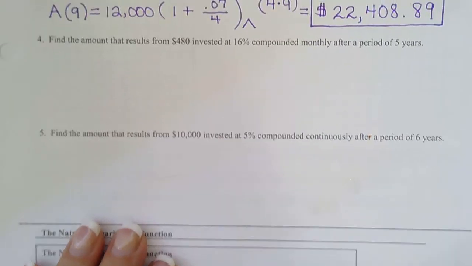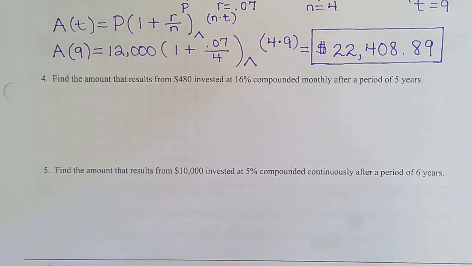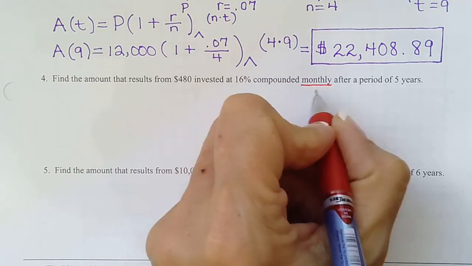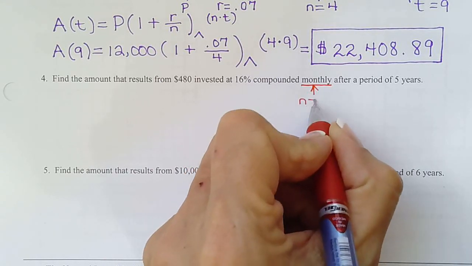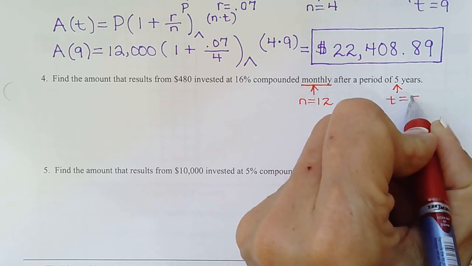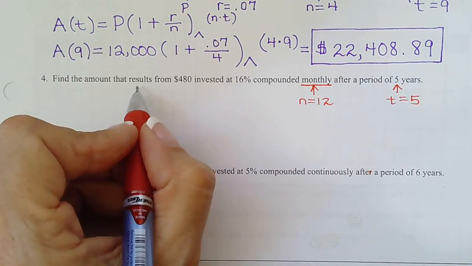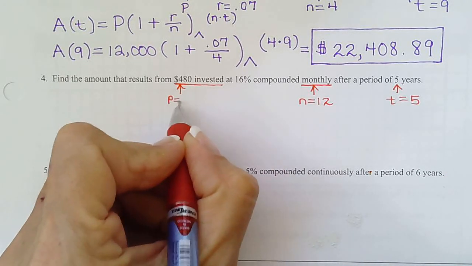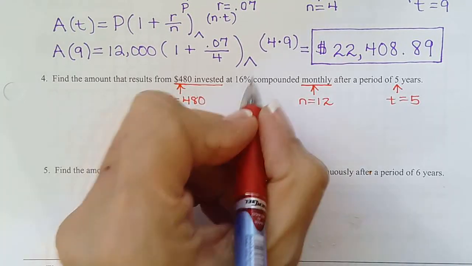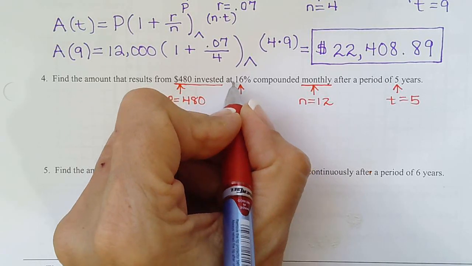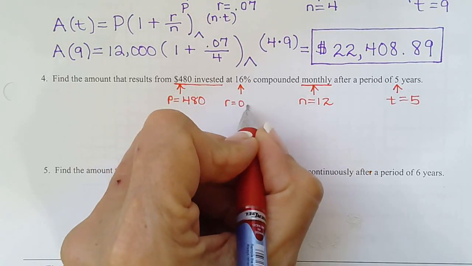Okay, so number 4, we're going to have the same type of problem. This one is compounded monthly. So monthly means the number of compounding periods, n, is 12. Here's our T. T is 5. 480 invested. So there's my P, 480. And here's my rate. So it's 2 decimal places after the 6, so 2 to the left would make it 0.16.